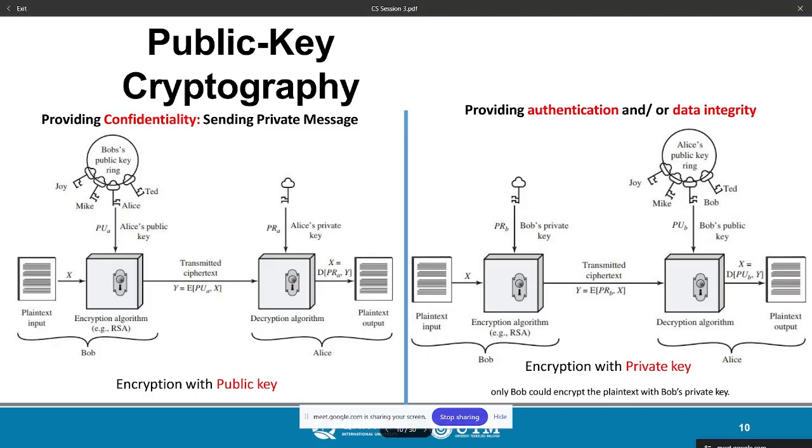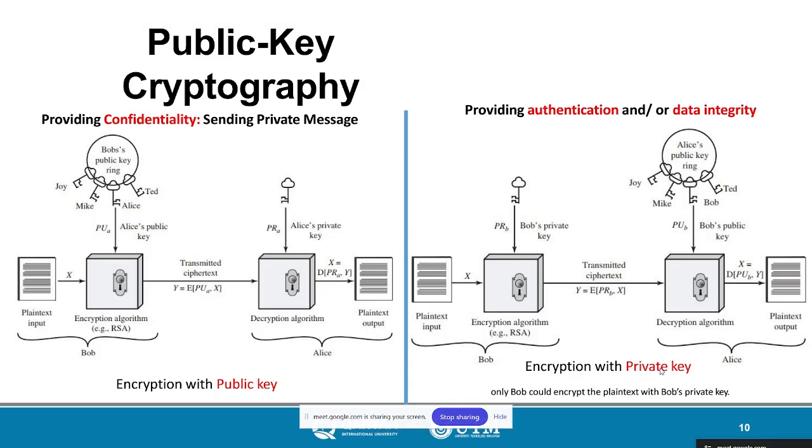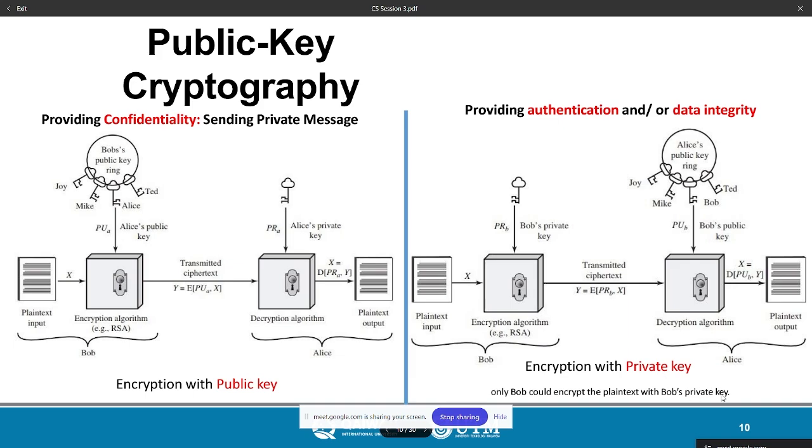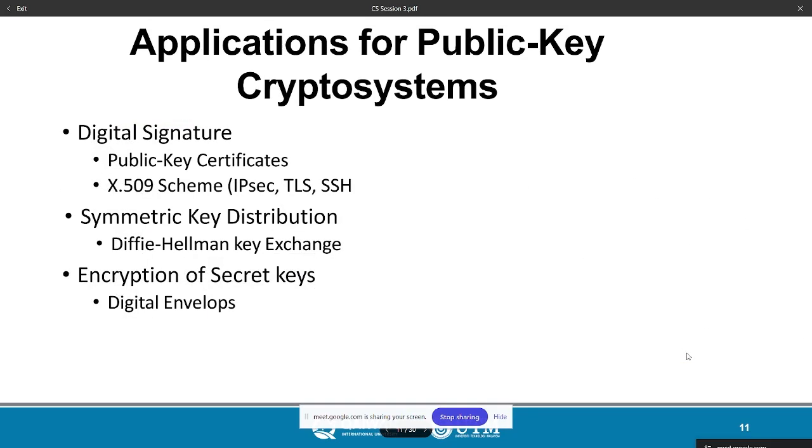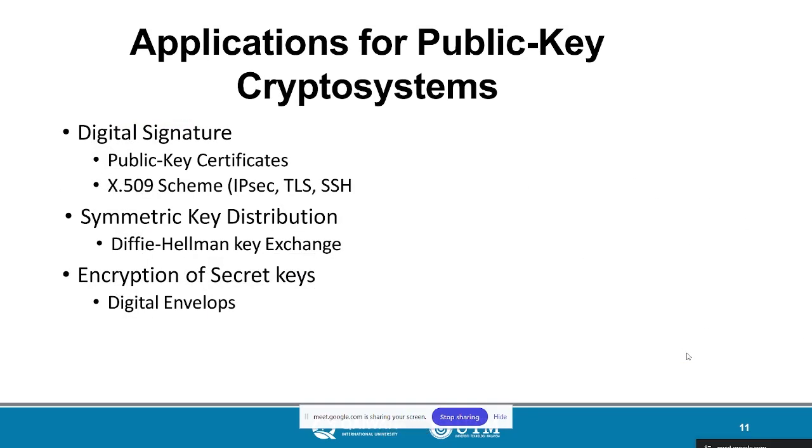So for confidentiality, for the encryption, we use the public key. For providing authentication and data integrity, we will use the encryption with the private key. And of course, the only person who can encrypt the plain text with Bob's private key is Bob. Or Mr. Bowen only can encrypt the plain text with your private key. Now, applications for public key: you might say, well, what is the importance of this and why do I need it?